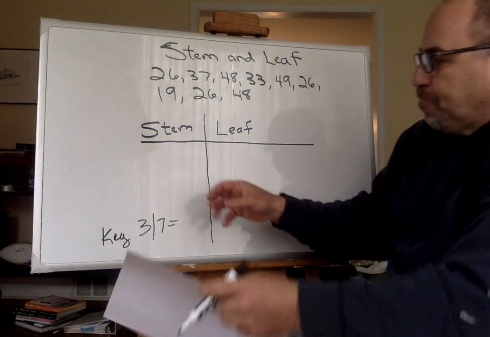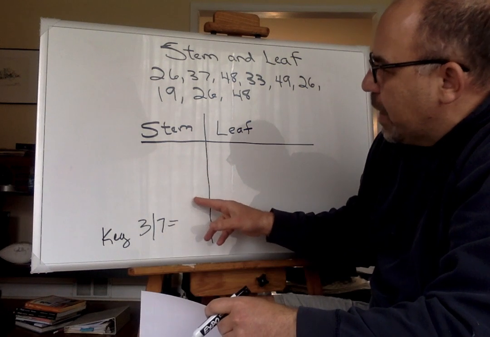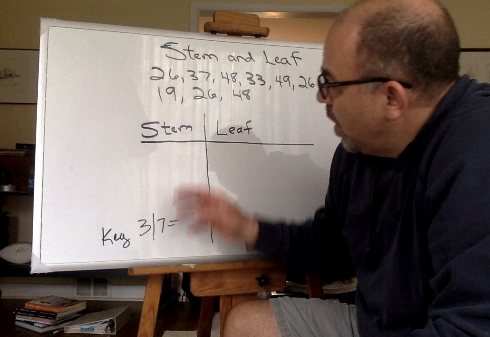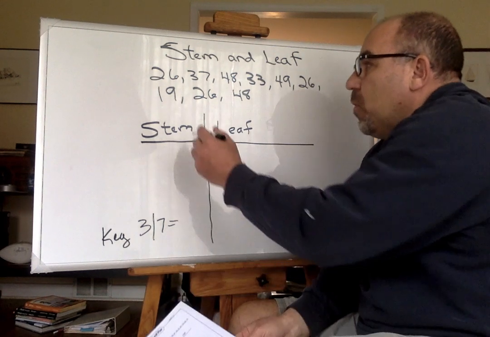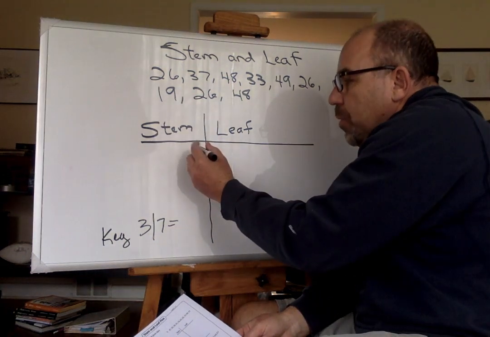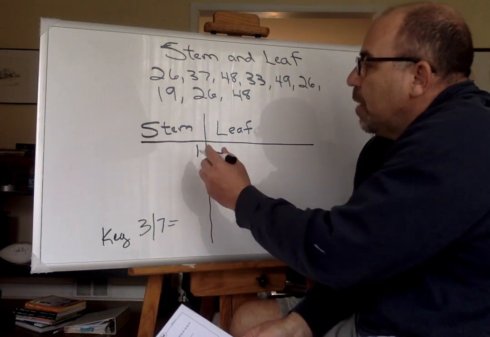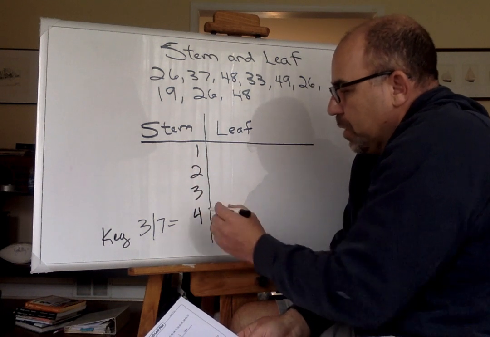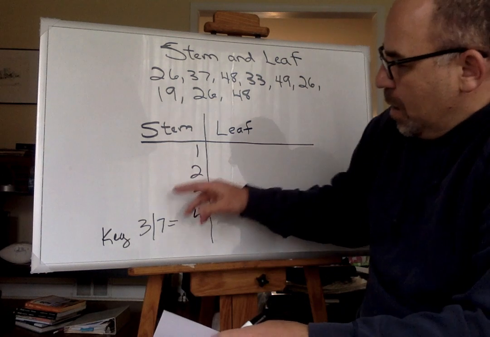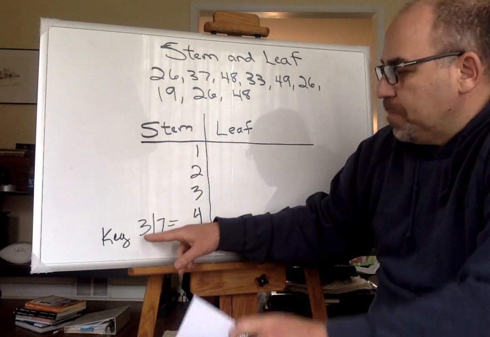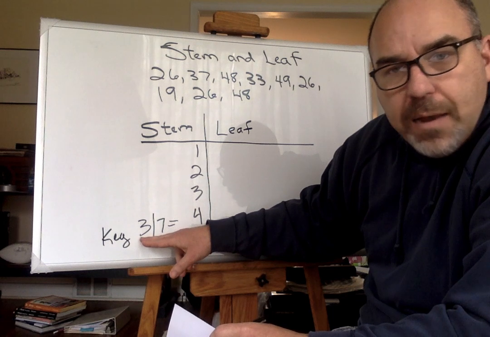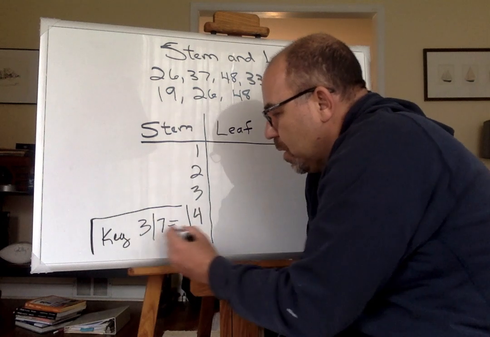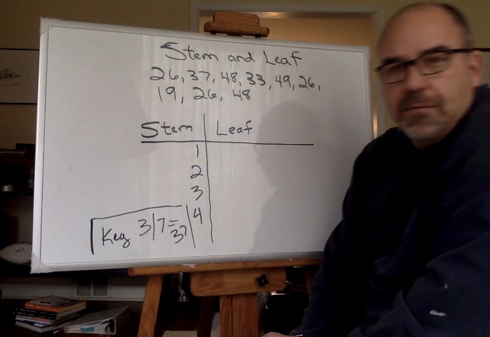Now, I want to write the stems, which are going to be my tens, on the left side of my table. I've got a 19, so I'm going to put a 1 here. I've got 20s, 30s, and 40s. Now, let's take a look at what the key means. The 3 on the left side and the 7 on the right side is the same as writing 37.